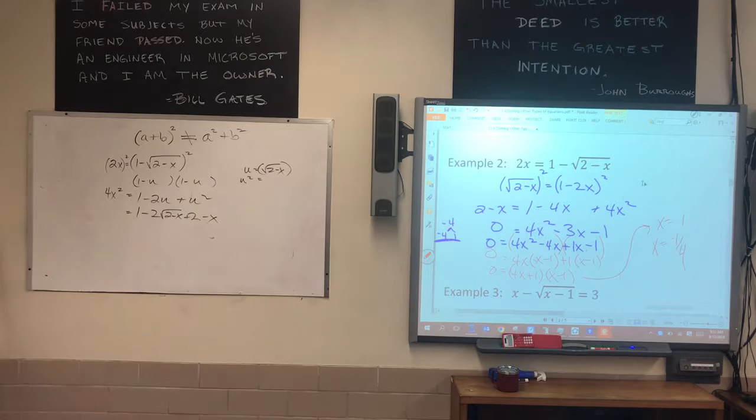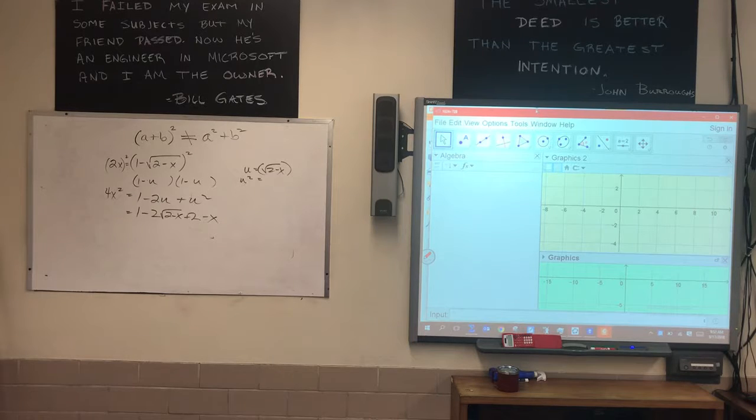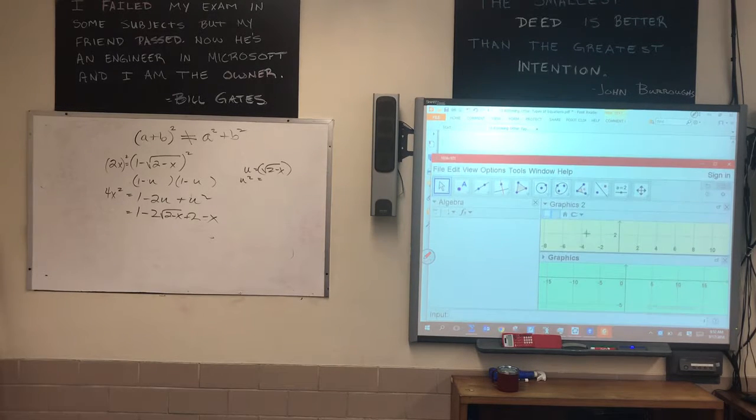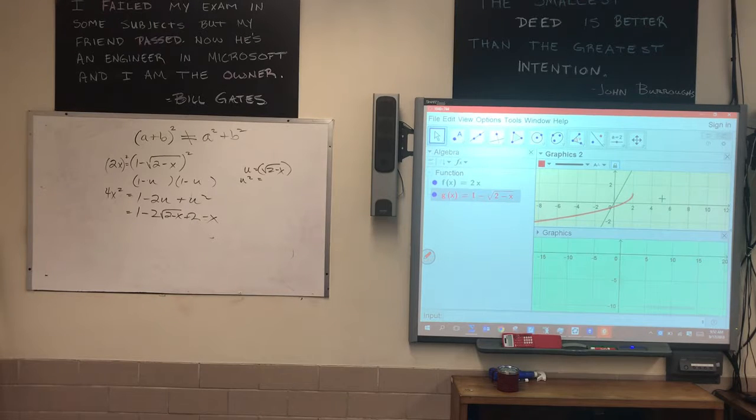Now, I'm just going to show you real quick. I know it might be beating a dead horse, but we need to see what's going on graphically. So in the yellow, I'm going to do what we started with: 2x, and then the other side was 1 minus square root of 2 minus x, right? So in the yellow gives us that. And you see that that's probably an x value of negative 1/4, right?